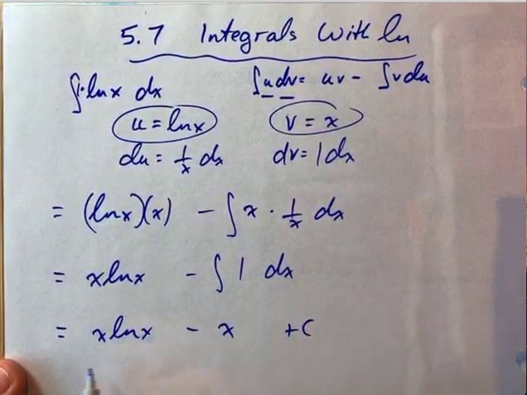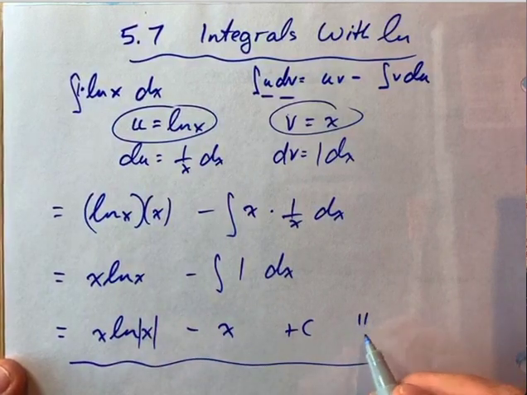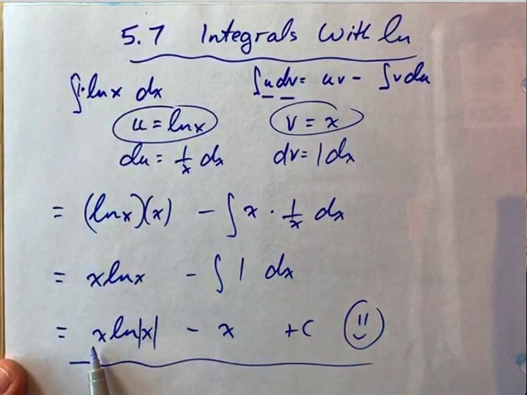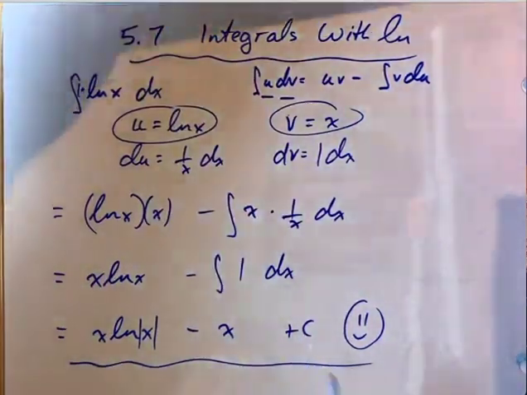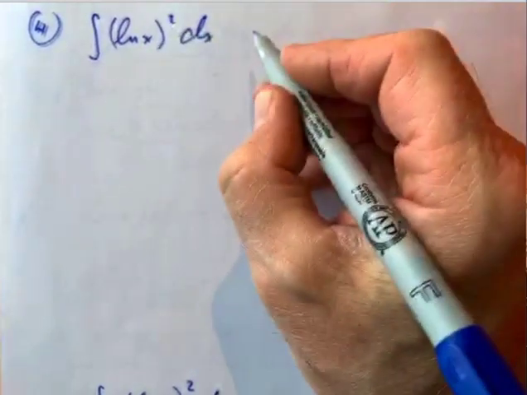Plus a c. I should probably throw in the absolute values. I'm allowed to know that. I'm allowed to memorize that. So the antiderivative of ln x turns out to be x ln x minus x plus c. Now we actually found that before on the last test, when we did the derivative of that. Okay, so let's do this again.